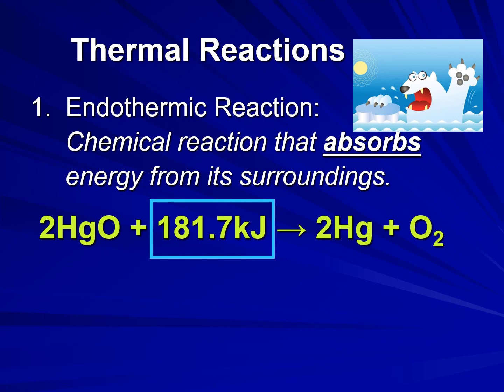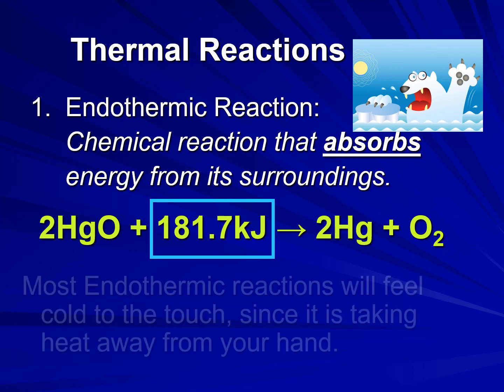So sometimes they'll actually write the actual number like this one, 181.7 kilojoules, or they actually might just write the word heat in that little blue box right there. But the key is this. The equation, or the heat, is on the left side of the equation. Okay, I want you to notice that. That is important that you write that down.